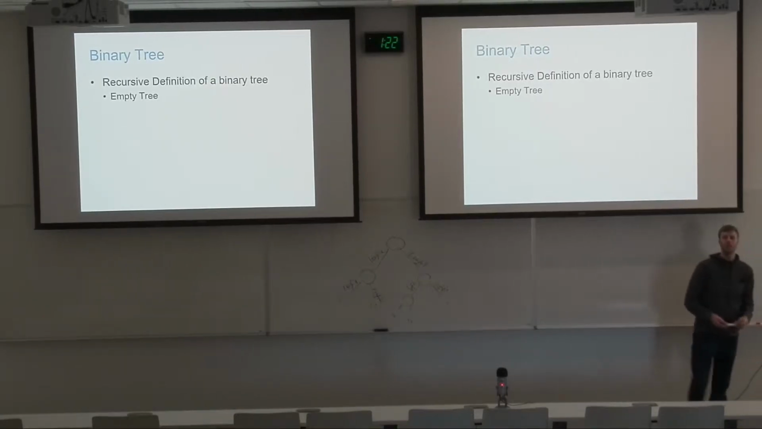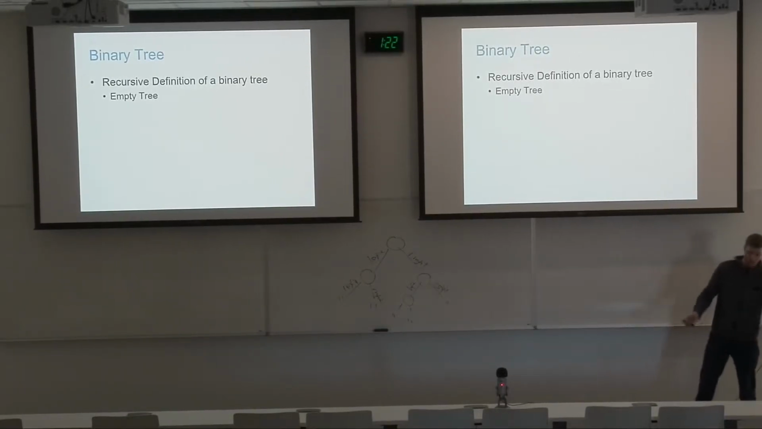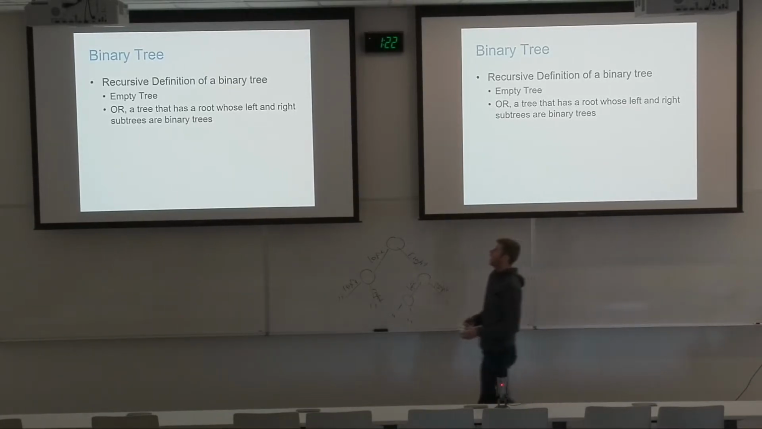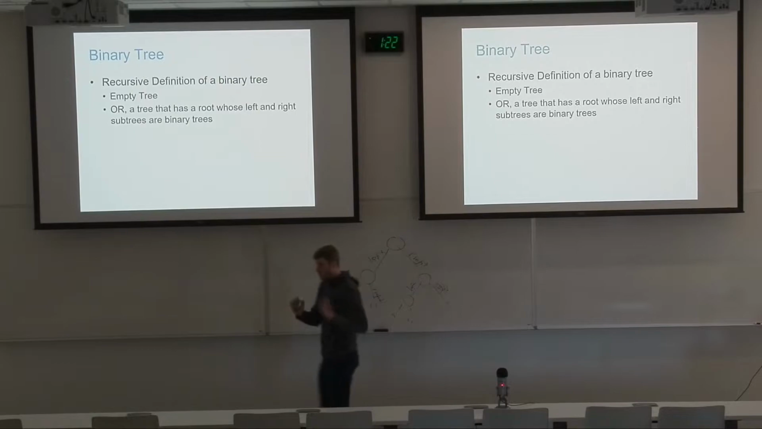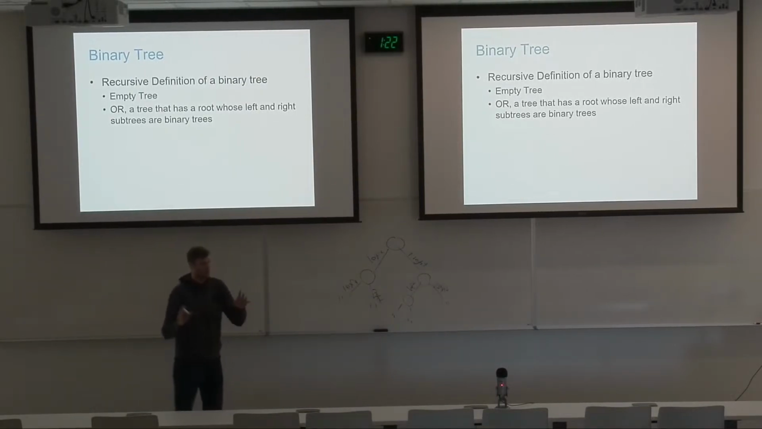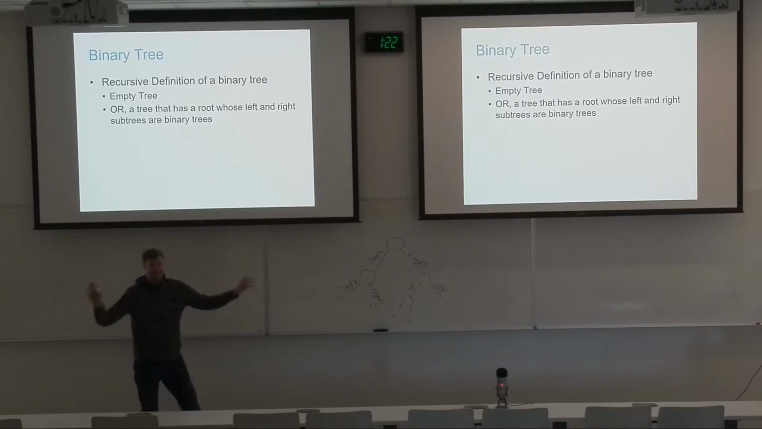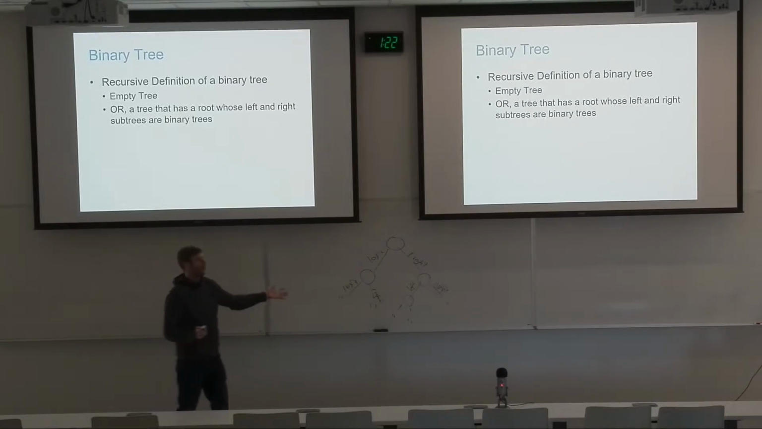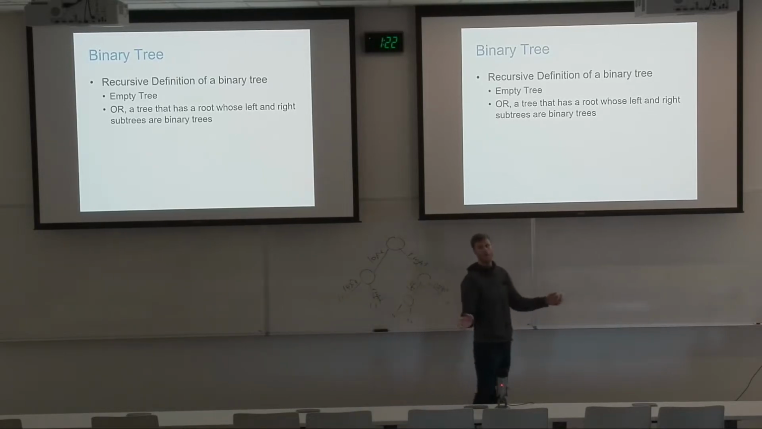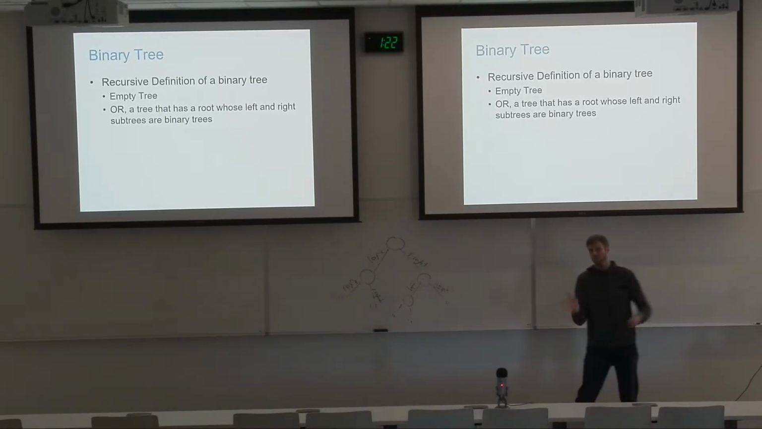So, the recursive definition of a binary tree. If you couldn't tell, we're obsessed with recursion now. So, a binary tree is an empty tree, or a tree that has a root whose left and right subtrees are also binary trees. In our example, that's the case. So, that's a recursive definition of a binary tree. That's it. That's all we need. If it seems too simple, well, that's it.